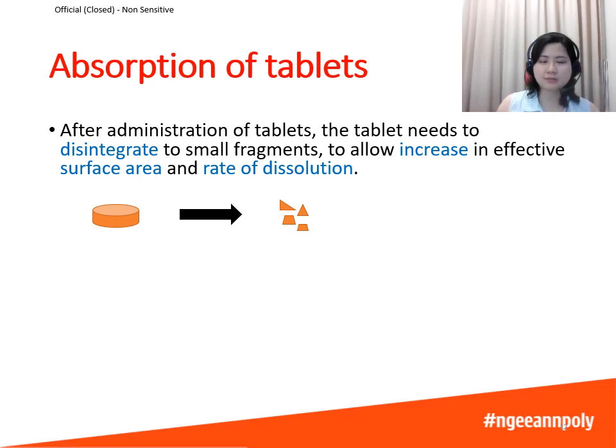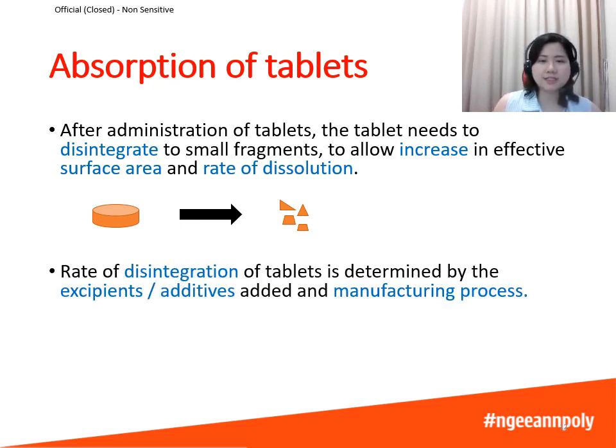For an oral drug to be absorbed, the drug needs to first dissolve in the gastrointestinal tract. Tablets have a small surface area, so they are usually designed to disintegrate into small fragments so that the effective surface area increases and therefore the drug can dissolve faster.